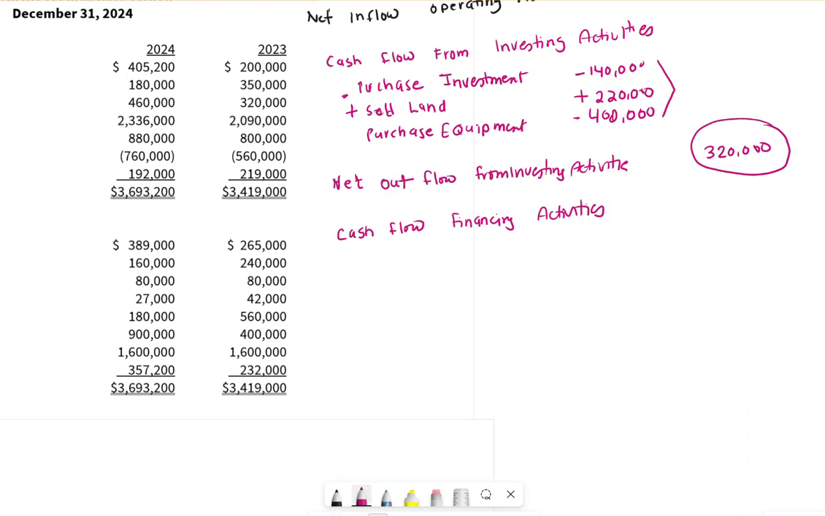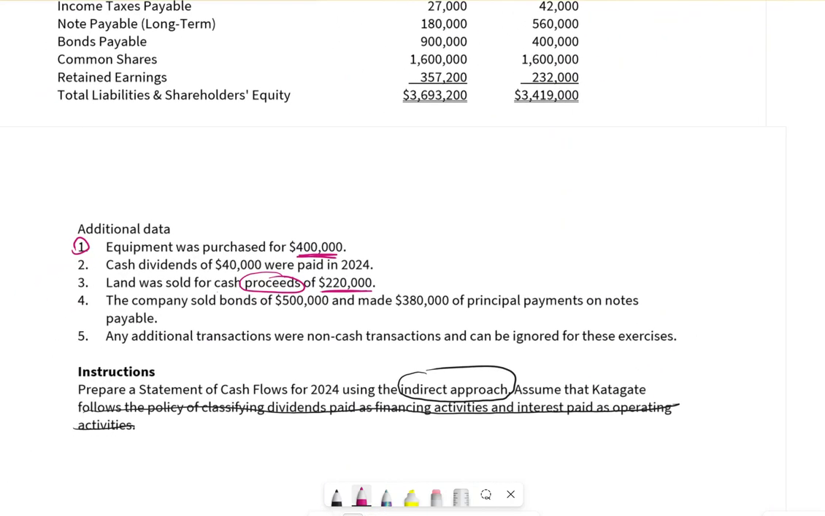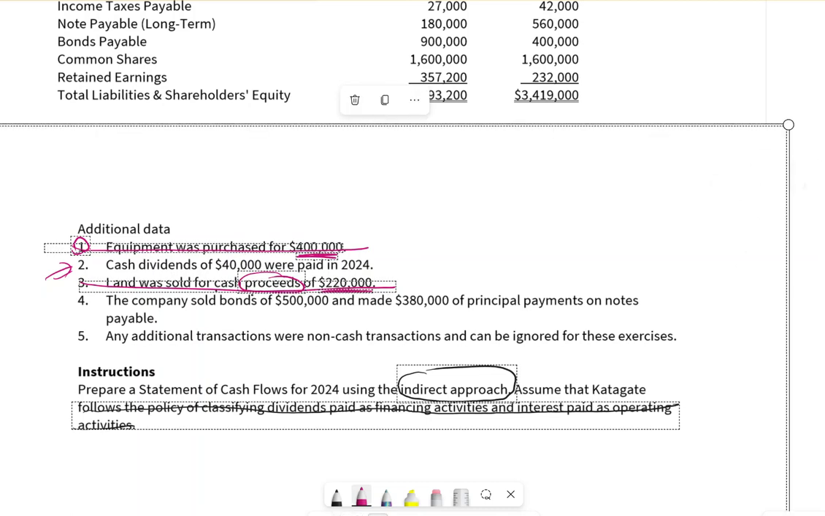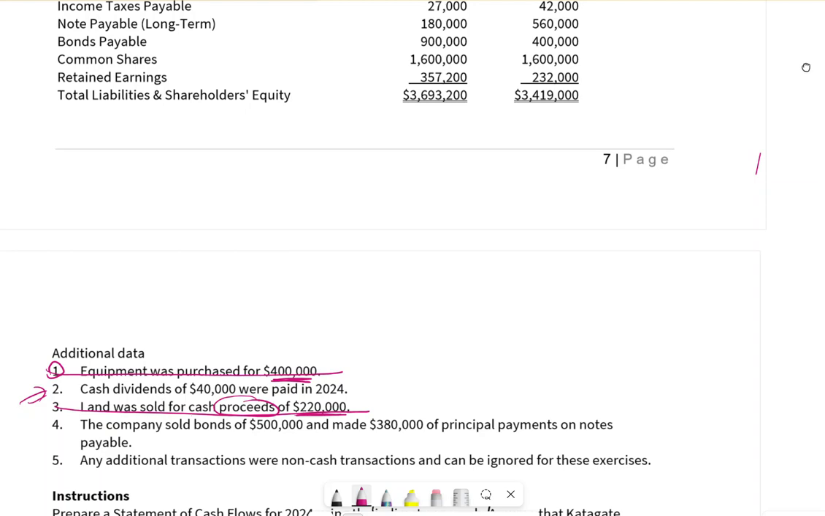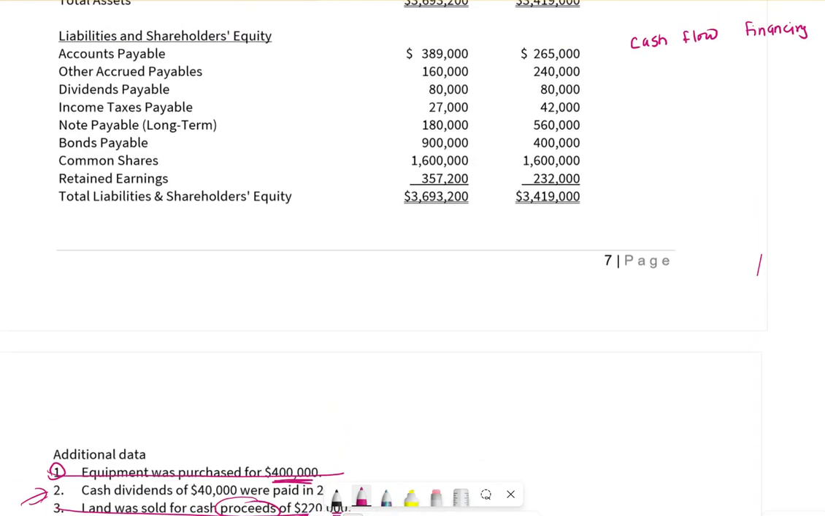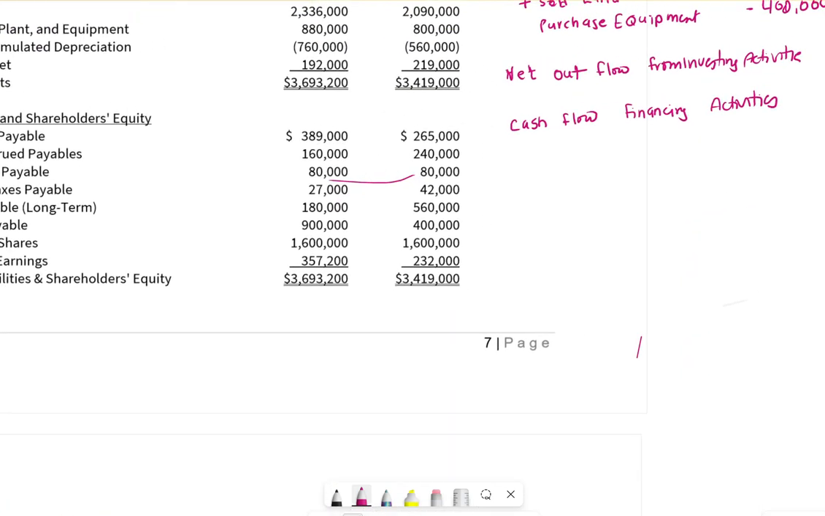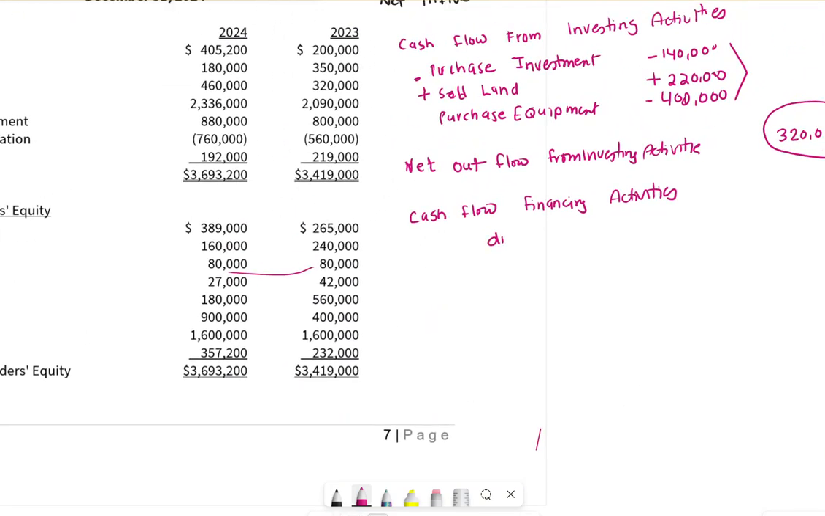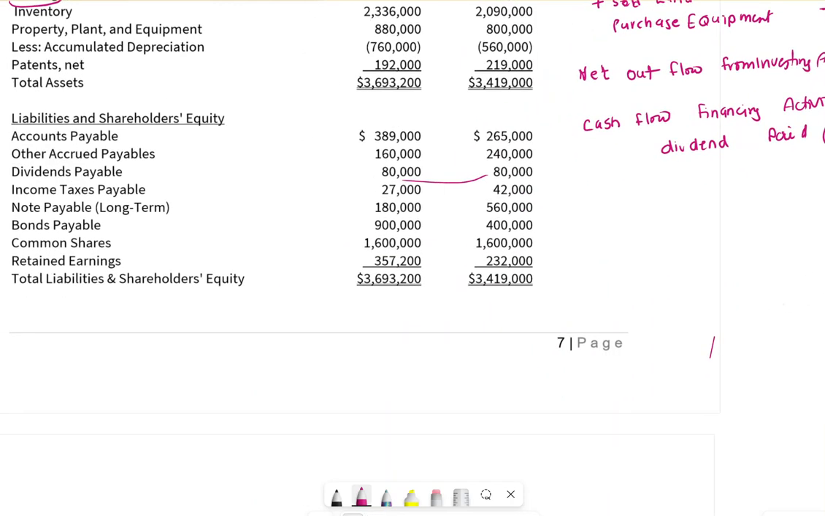And I have to look at my additional information. We already dealt with that. They told us number two, cash dividends was paid. If there's no change in my dividend payable, then we leave it the way, whatever is declared is paid. So if you look at it, there's no change here. So whatever we declared, we paid for it. So I will say dividend paid, and that is $40,000.